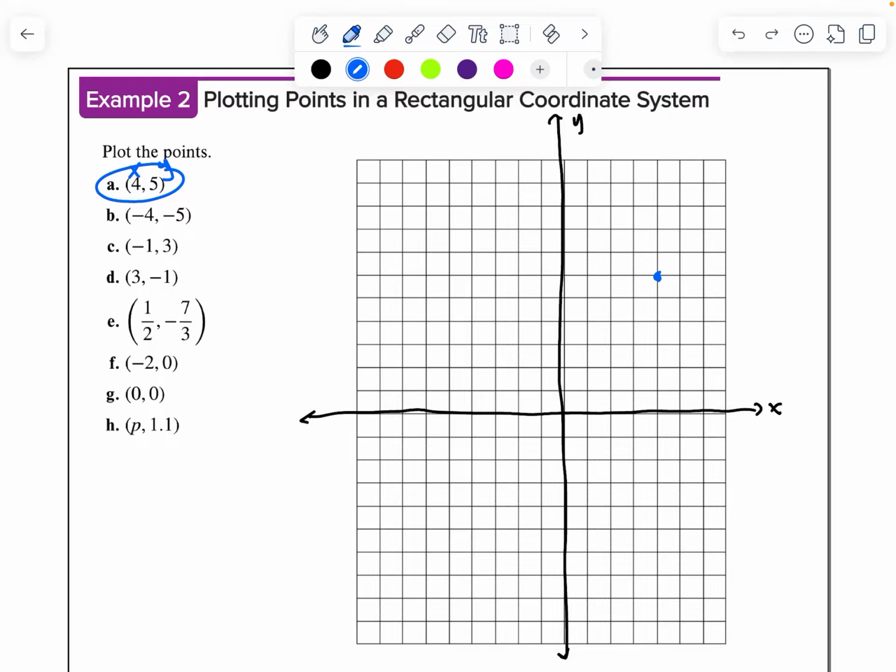The same thing with negative 4 and negative 5, except this time I'm moving in a negative direction, right? I'm not moving in a positive direction. Negative means I'm moving to the left. And so moving negative 4 in the x direction means left 1, 2, 3, 4. Negative 5 means I'm not going up, but I'm going down 1, 2, 3, 4, 5. And now I need to mark that point on my graph.